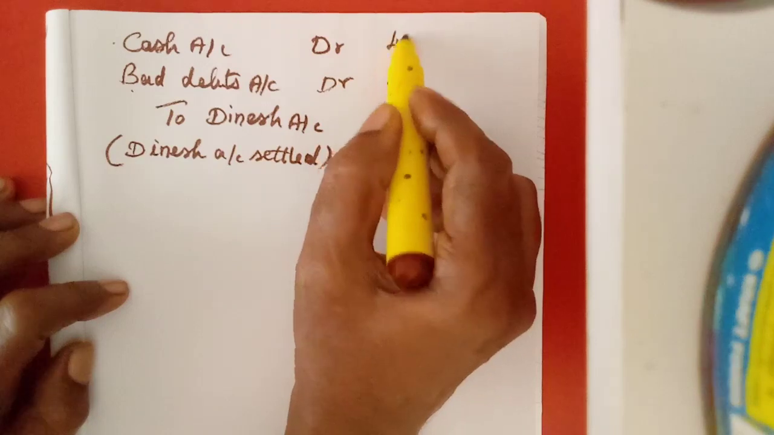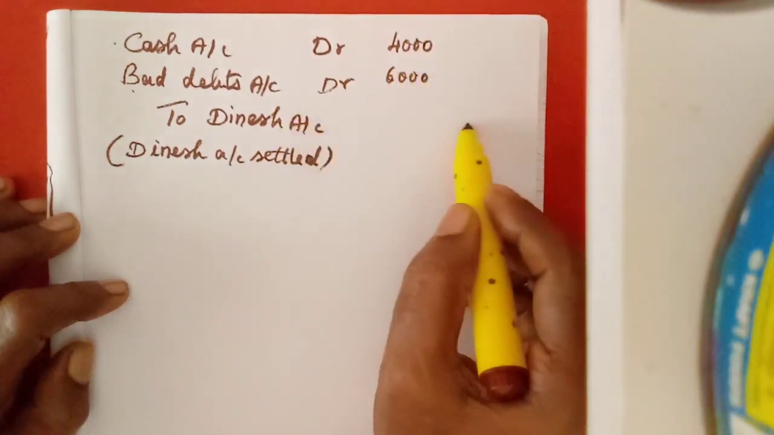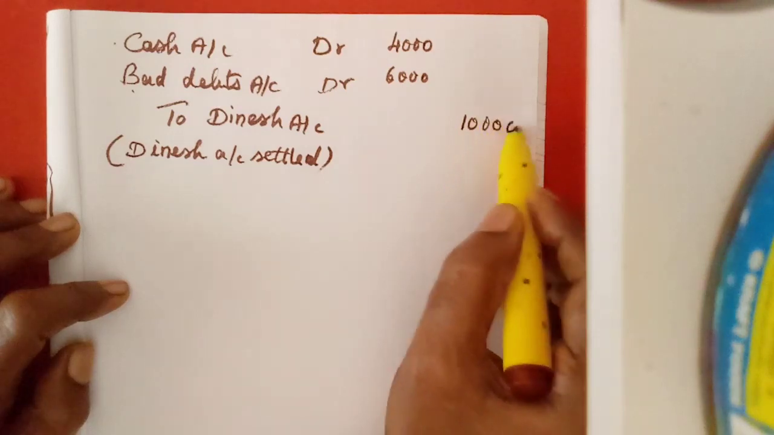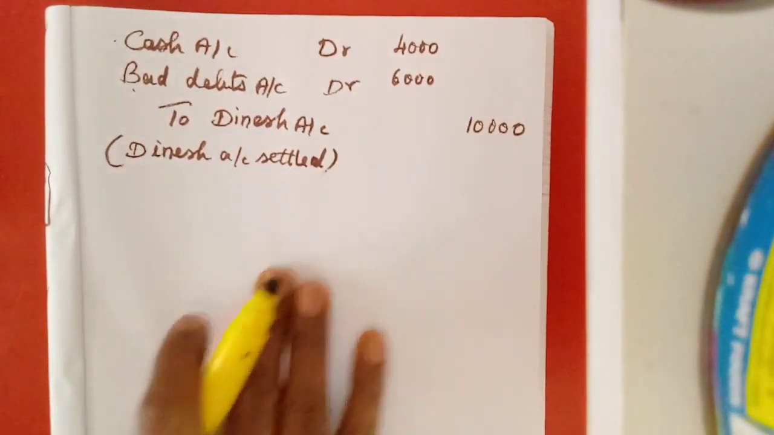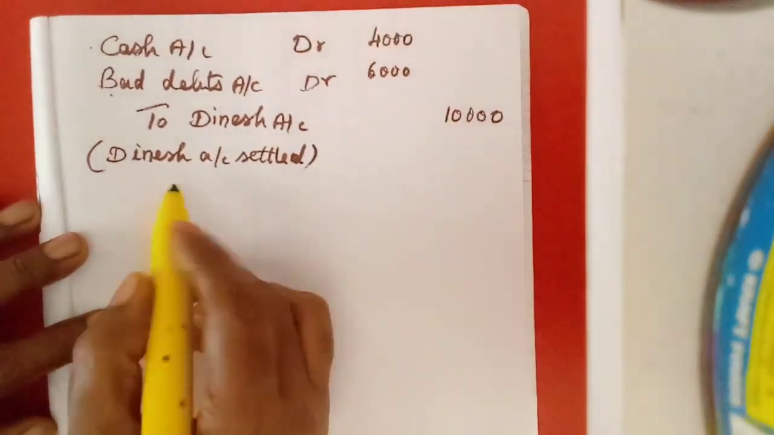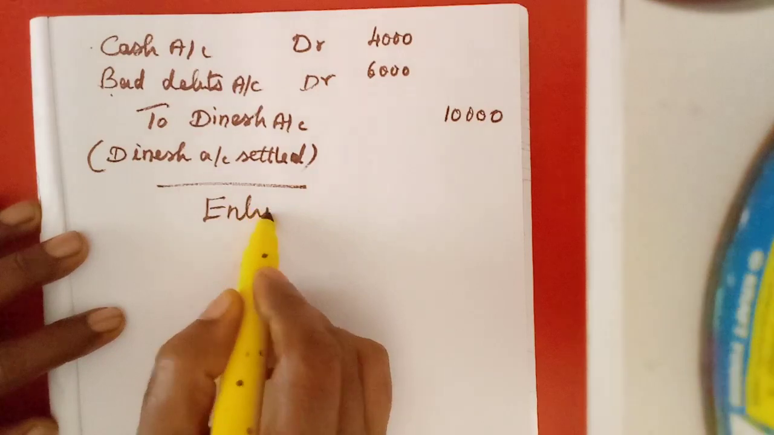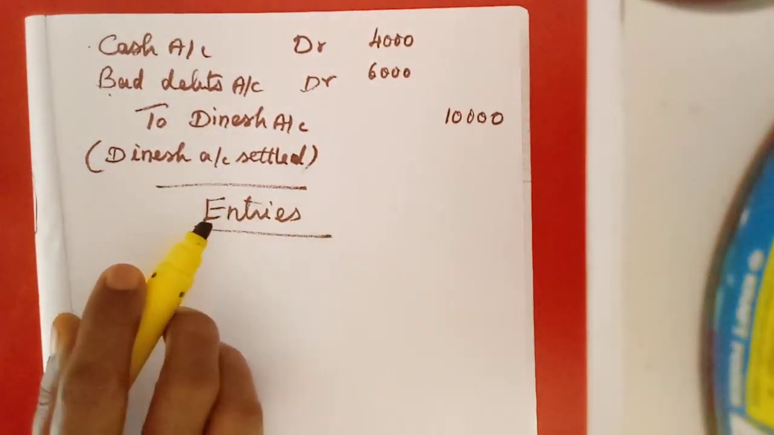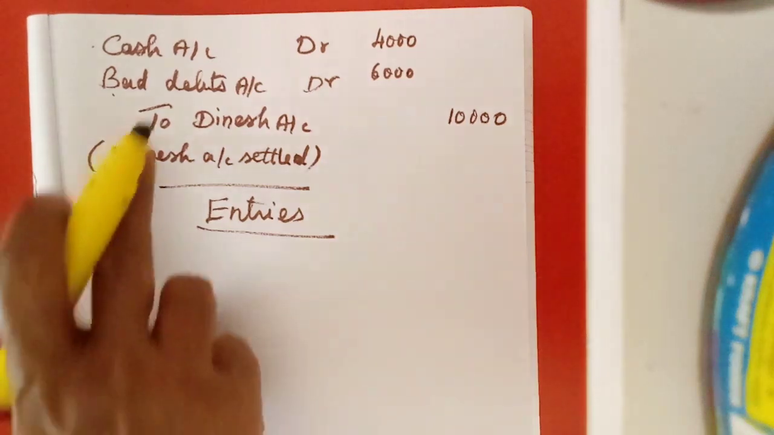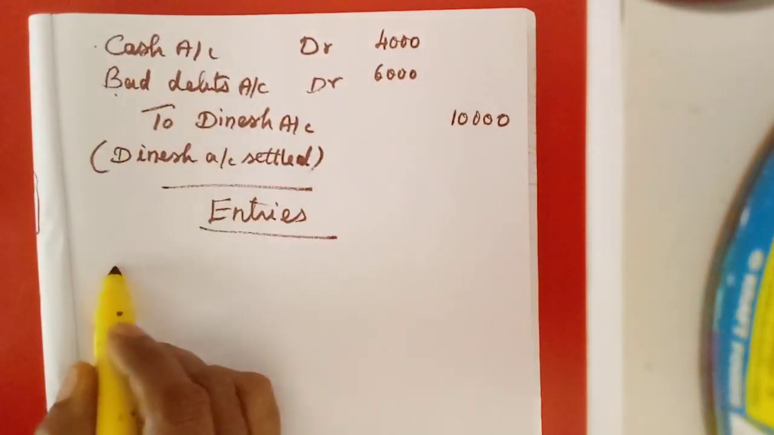Cash 4,000 we can receive. 6,000 is a loss. Then 10,000 already it is showing a debit balance, and we now credit. Understood? Now I will teach you all the types of entries, all the various types of entries. Understand? Only then will you write this entry. It is called a compound entry.